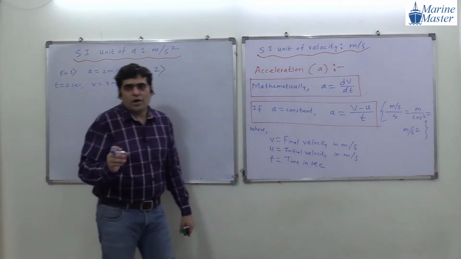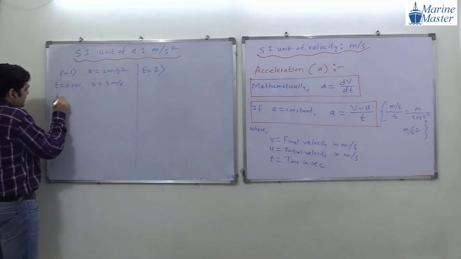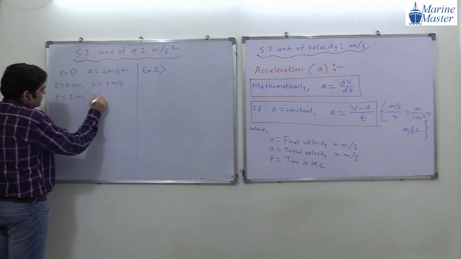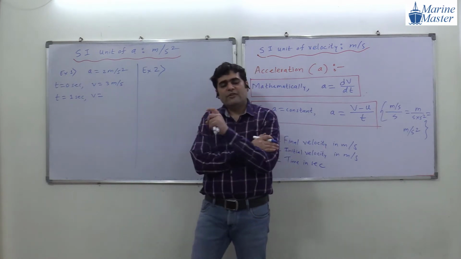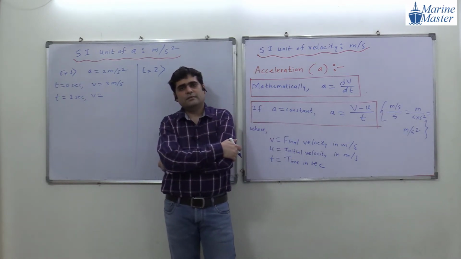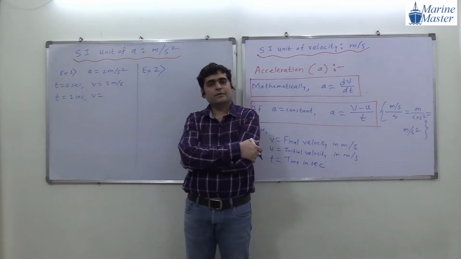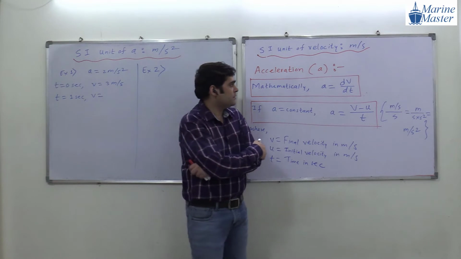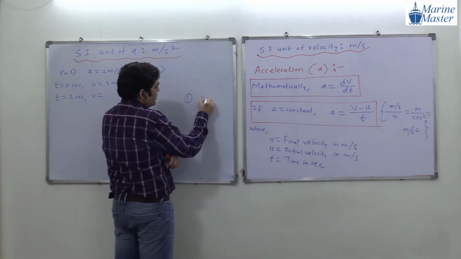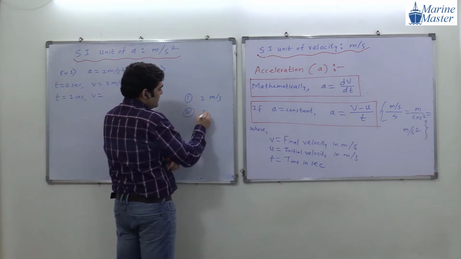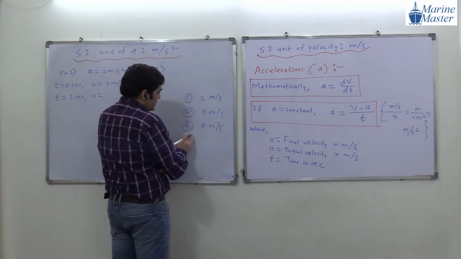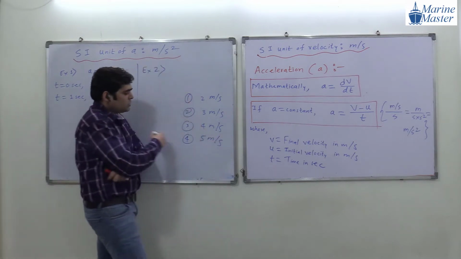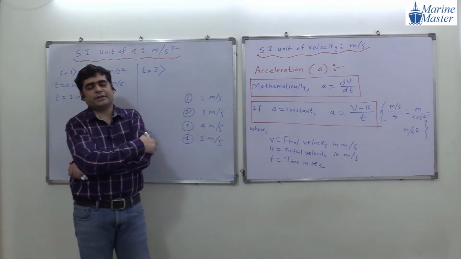Now my question is, when time is 1 second, what will be the velocity, guys? Option number 1, 2 meter per second. Option number 2, 3 meter per second. Option number 3, 4 meter per second. Option number 4, 5 meter per second. So out of these 4 options, which option is correct?